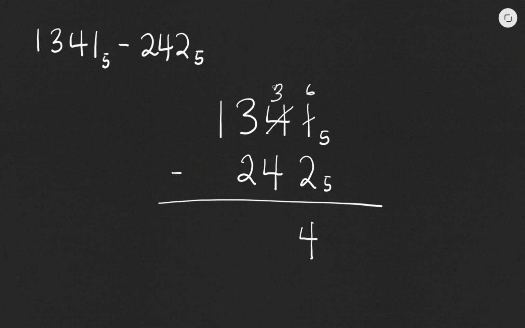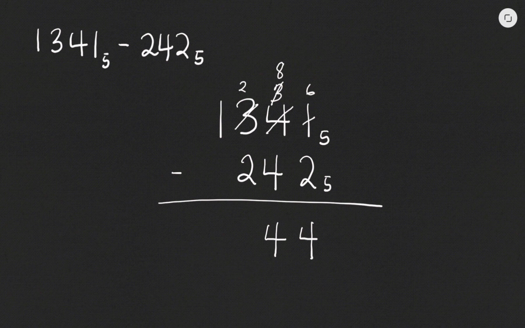Now I have 3 here. 3 minus 4, that is impossible, so I have to borrow again. I borrow 1 from here, I'm left with 2, and the 1 that I borrow, I will not add as 10, but I'll add it as 5, since we are dealing in base 5. So that 1 becomes 5 plus the 3 over here, then it becomes 8. So I now have 8 over here. So 8 minus 4, that will give me 4. So I write down the 4 over here.